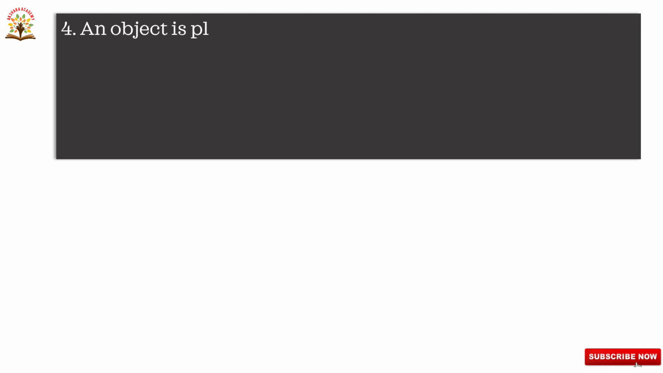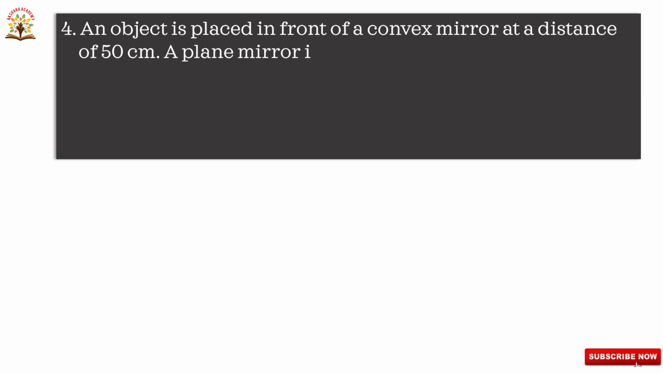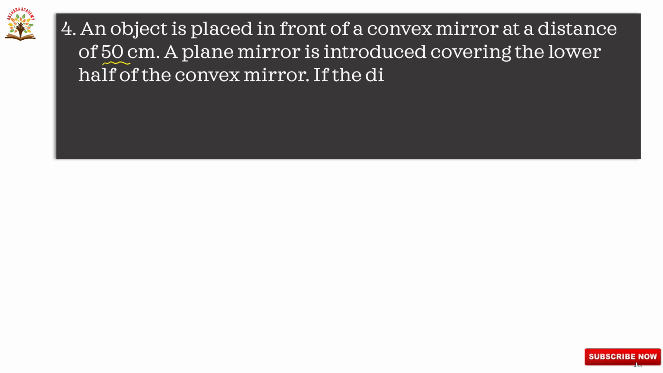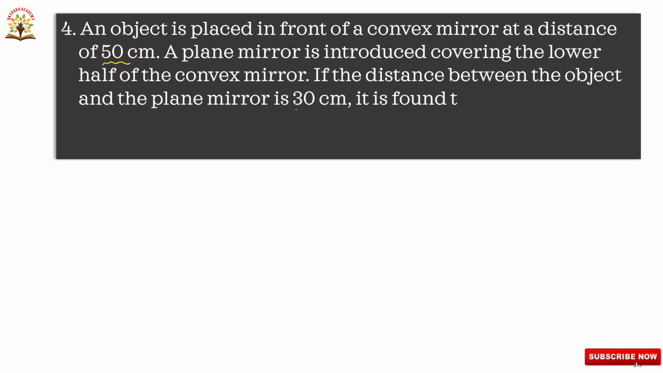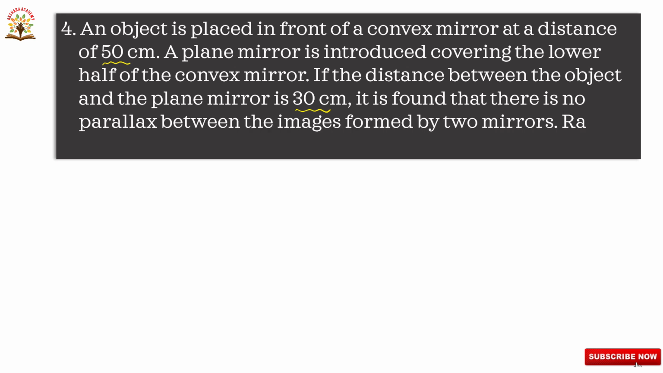In this question, an object is placed in front of a convex mirror at a distance of 50 centimeter. A plane mirror is introduced covering the lower half of the convex mirror. If the distance between the object and the plane mirror is 30 centimeters, it is found that there is no parallax between the images formed by the two mirrors. Radius of curvature of the convex mirror will be. Here we have to calculate the radius of curvature of the convex mirror. Now let us go to the solution.